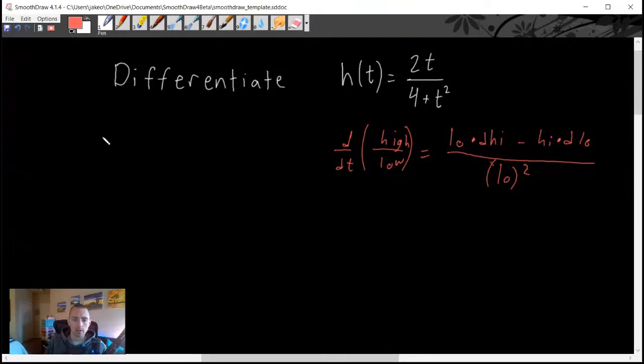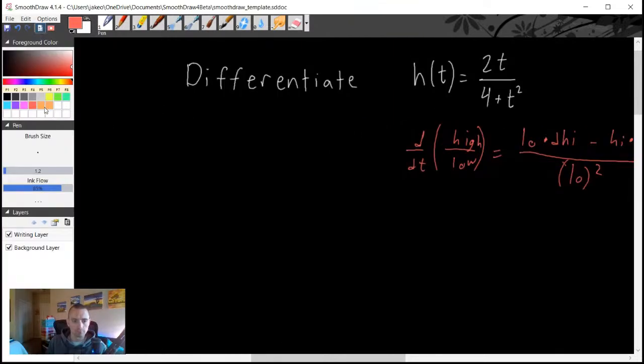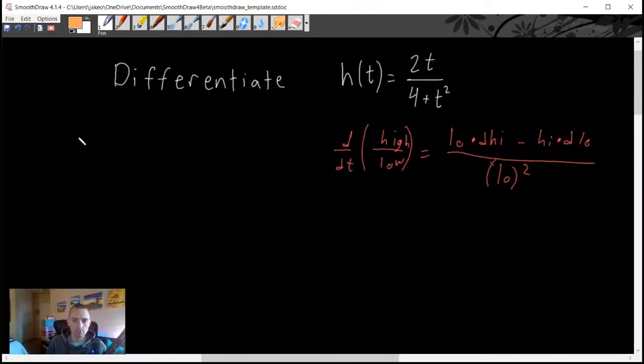So again, next thing we want to do is write out, first of all, the high and the low. So the high is always just the top of your fraction. We know we have just one big fraction here that we're taking the derivative of, so clearly quotient rule is going to be applicable. The high is just going to be the top of your fraction, so 2t. The low is just the bottom of your fraction, 4 plus t squared.